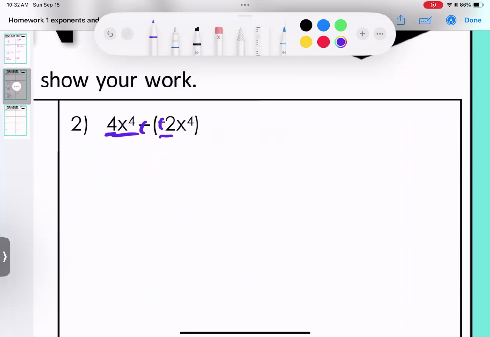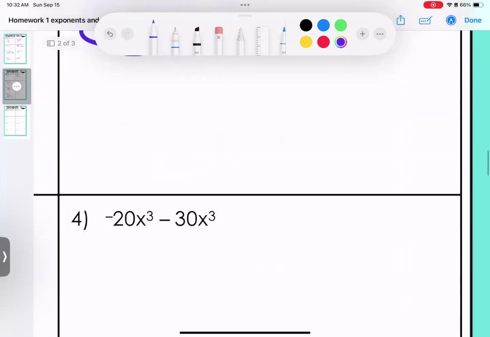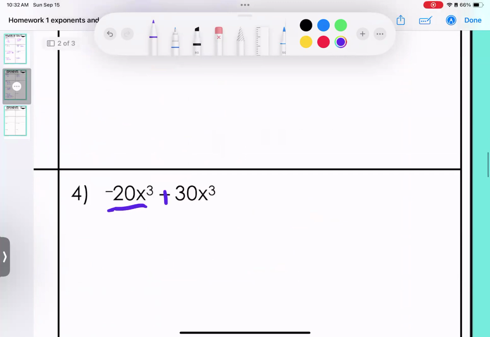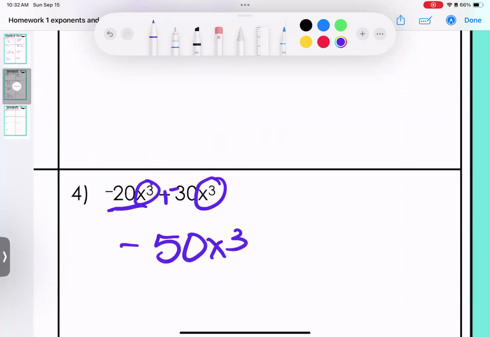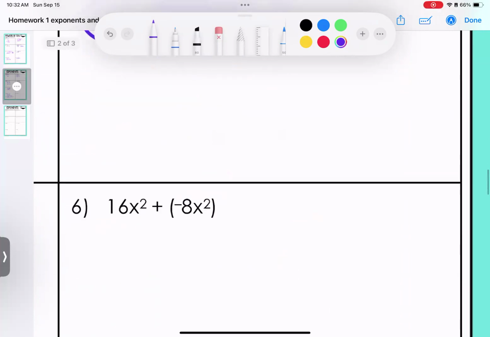So 4 plus 2 is 6, x to the fourth. Down here, keep, change, change, x to the third, x to the third. If I have 20 and I'm given 30 more, I have 50 and they stay negative. Down here, x to the second, x to the second.